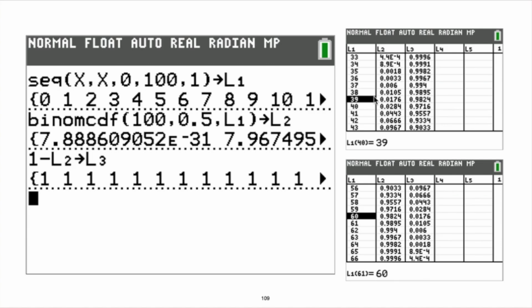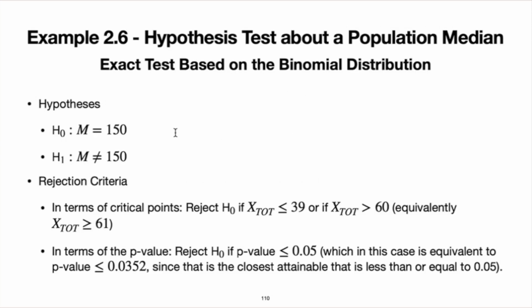But if we do that, then the overall significance level will be 2 times 0.0176, which is a little bit less than 0.05. If we were to go up one more on that lower critical point, 40, and down one on the upper to 59, we would get a significance level that's about 5.6%, so a little bit too big. Okay, so using the exact sampling distribution, the rejection criteria in terms of critical points would be to reject the null hypothesis if X tot is less than or equal to 39, or if X tot is strictly greater than 60. Now, the upper criterion is equivalent to rejecting if X tot is greater than or equal to 61.